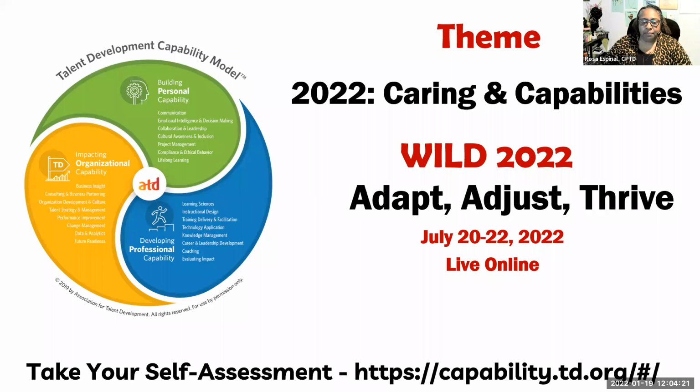And then our theme for this year is caring and capabilities. We thought after 2021 and 2020, this year as training professionals, learning professionals, we need to show more empathy in the workplace. People are going through a lot. Our learning experiences have to help staff and organizations know that we care about them. And capabilities, of course, increasing our capabilities as learning professionals.